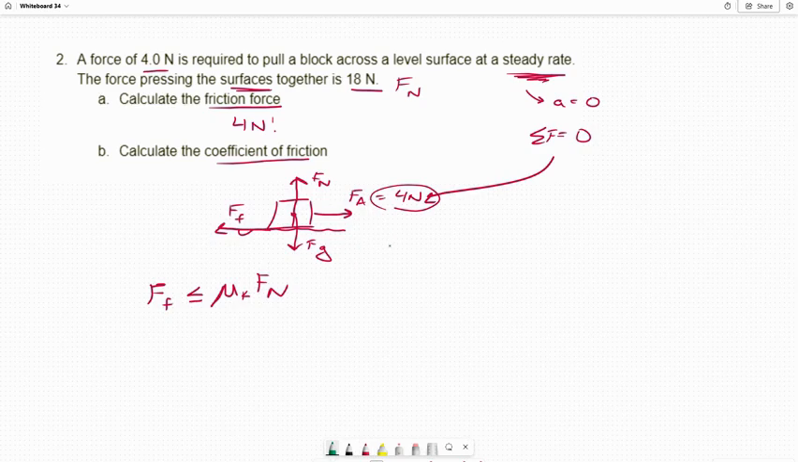A lot of kids will look at this problem and say, oh, I don't know what my force of gravity is. Yeah, we don't have the mass, and we don't need that, but we know our force normal already. This problem is so easy, you will overcomplicate it. Your force normal is 18 newtons.